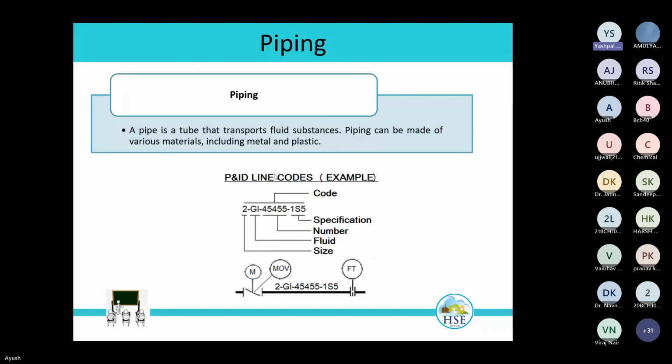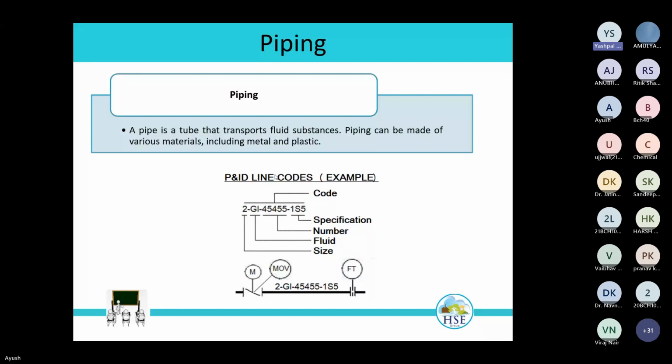Next, after equipment, piping is also an important part. You can find how it is explained here, how we can give the specification of piping. It is one of the classical examples. A pipe is a tube that transports fluid substance. We know that piping can be made of various materials, including metal and plastic, of course.